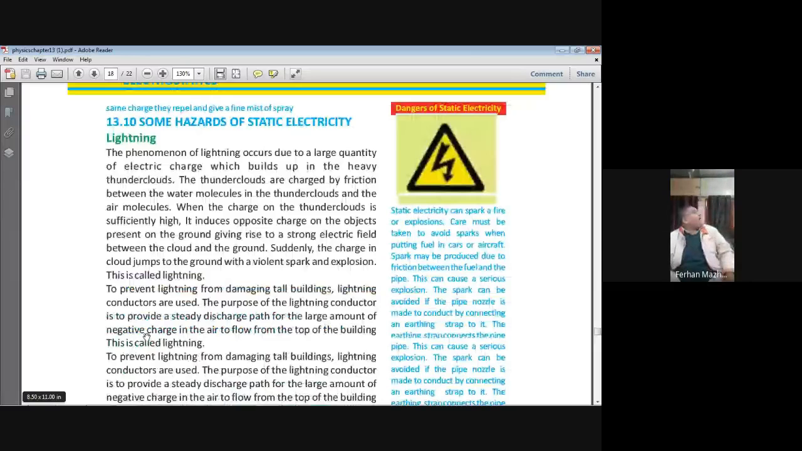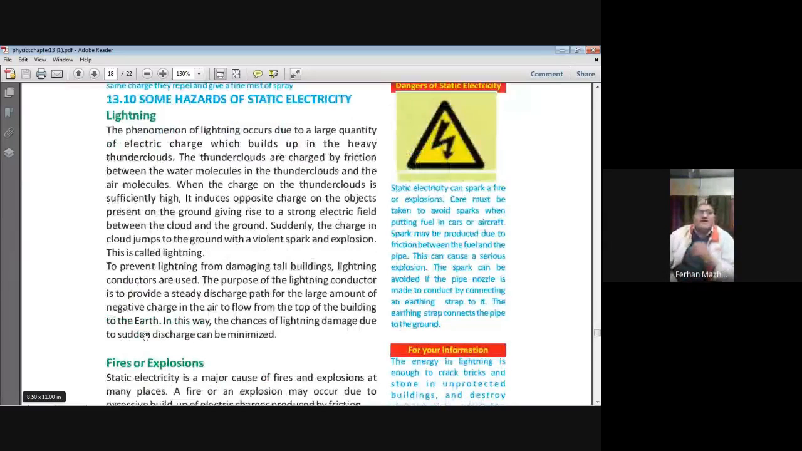I think we just have 5 minutes. Let me finish this. The phenomenon of lightning occurs due to a large quantity of electric charge which builds up in the heavy thunderclouds. The thunderclouds are charged by friction between the water molecules in the thunderclouds and the air molecules. When the charge on the thunderclouds is sufficiently high, it induces opposite charge on the objects present on the ground, giving rise to a strong electric field between the cloud and the ground. Suddenly, the charge in the cloud jumps to the ground with a violent spark and explosion.